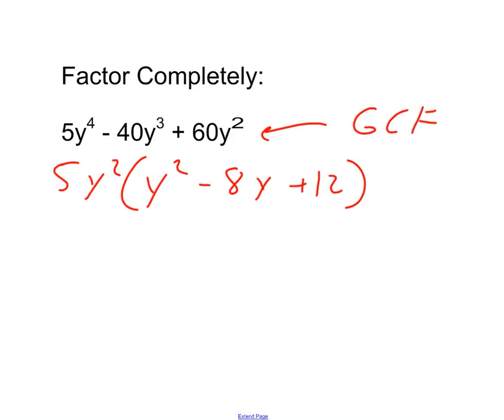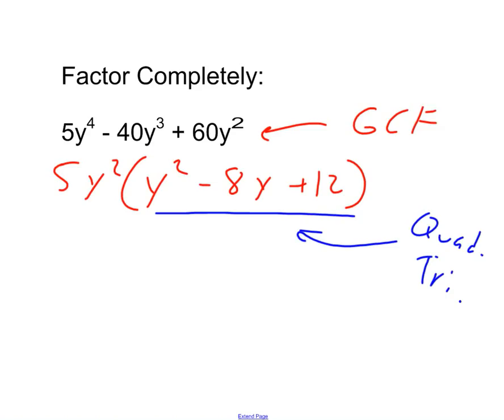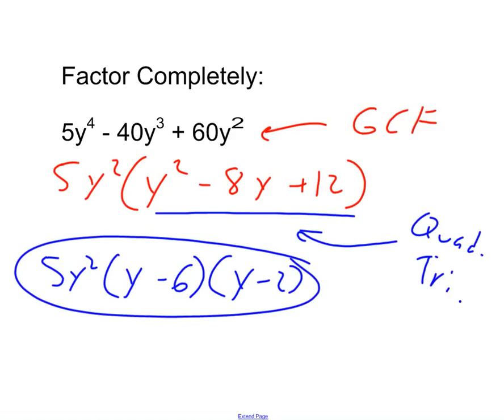Is it completely? No, because this is a quadratic trinomial, which means we can factor it into the product of 2 binomials most of the time. The 5y squared is still going to be in front, and then this is going to factor into y minus 6 times y minus 2. None of those can be factored any further, so we're finished. Factored completely.